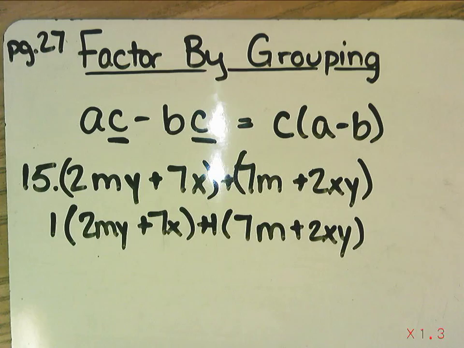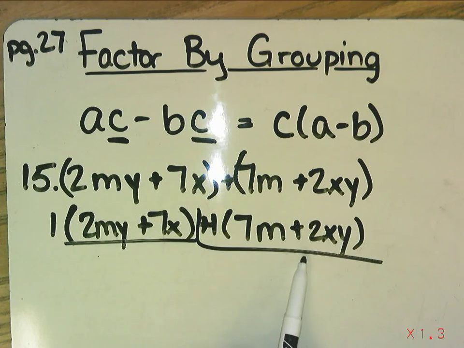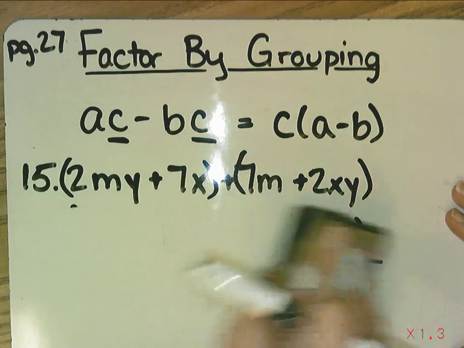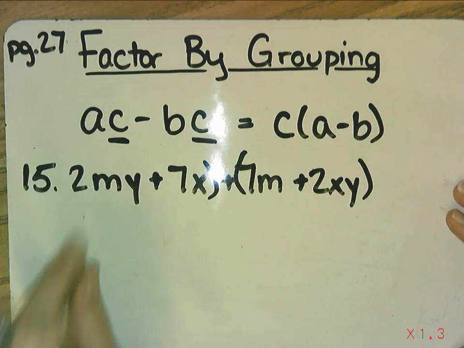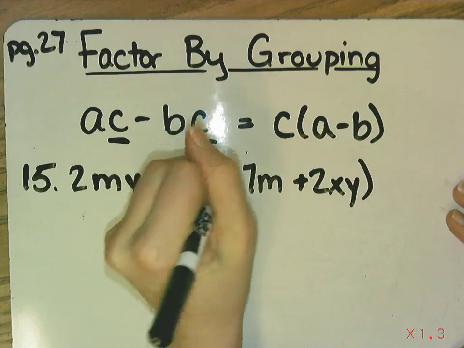Well, now I've got two terms, but what's in the parentheses is not the same. Here I have 2my plus 7x. Here I have 7m plus 2xy. Those are not the same, so I cannot factor anything out. So that tells me that my groupings are wrong. So I need to go back and possibly rearrange my polynomial so that my groupings are more helpful.